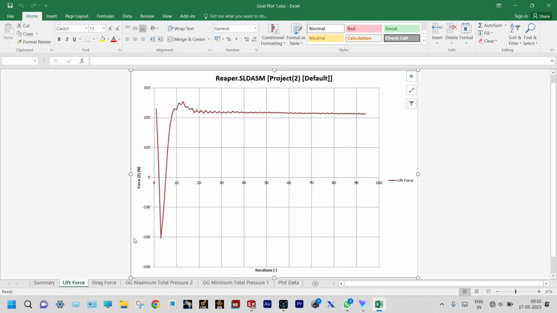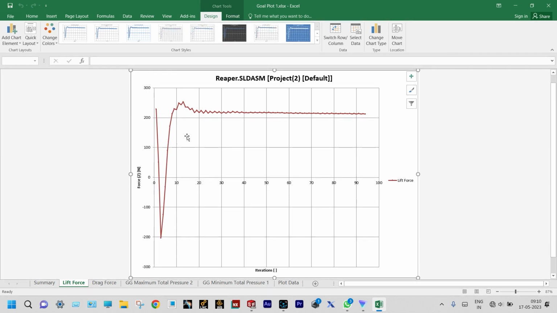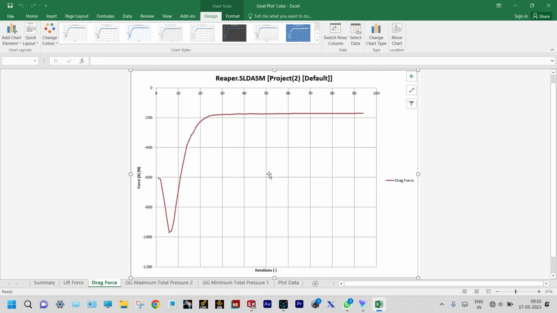First one is the lift force. You can see that after 94 iterations, lift force is actually 210 Newton. This is not that much, it is very less, right? It should be high actually. Next one is drag force. Again, after 94 iterations, the drag force is also minus 170. This is good enough. So drag force should be as less as possible, right?